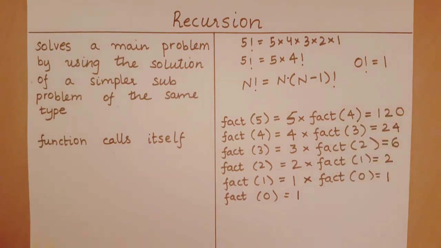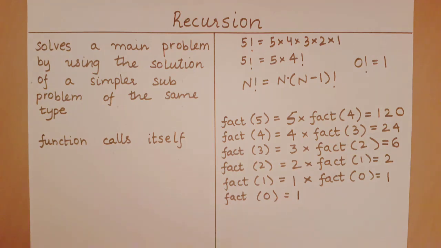In this way, you can see that we are solving a main problem by using the solution of simpler sub-problems. At each time, we are finding the solution of the problem by using the solution of the sub-problem. The only time we don't do this is when the problem has become so simple that we can give an answer directly. So this is a basic gist of what recursion is going to do. Later, we will look at how we are going to program this.